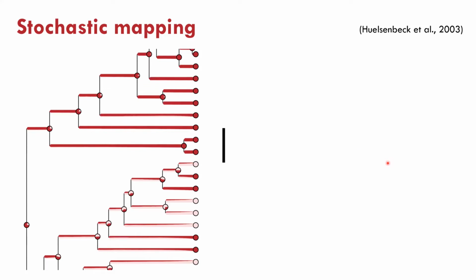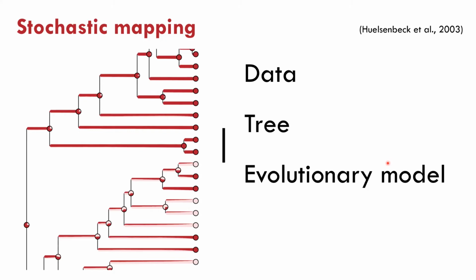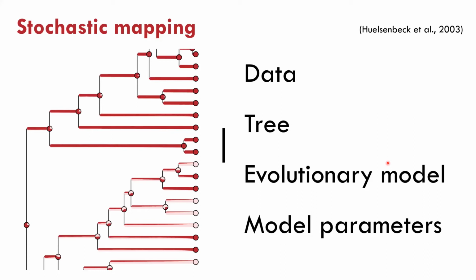So this is a Bayesian method, which means that the results that you obtain are conditioned on the data in the way that I have just shown you. But they are also conditioned on the tree that you have used and on the evolutionary model that we used for the simulations, as well as the model parameters for that evolutionary model.